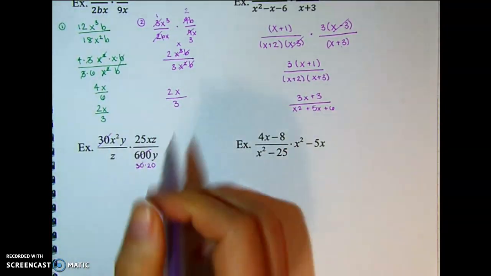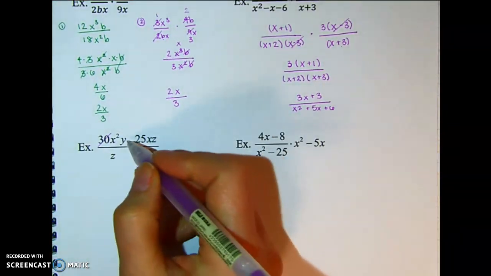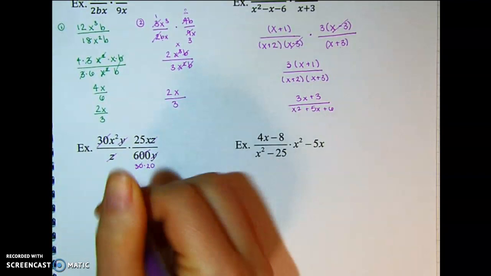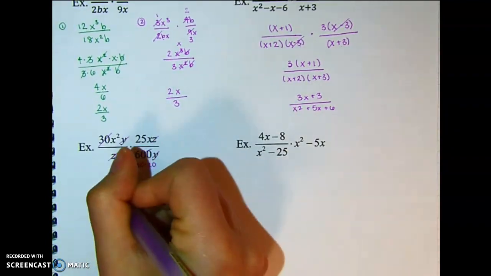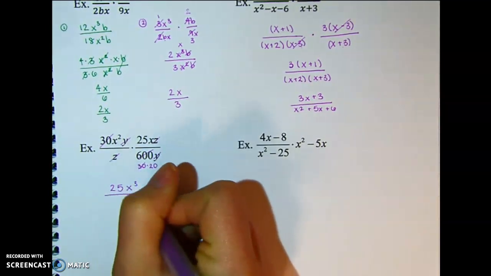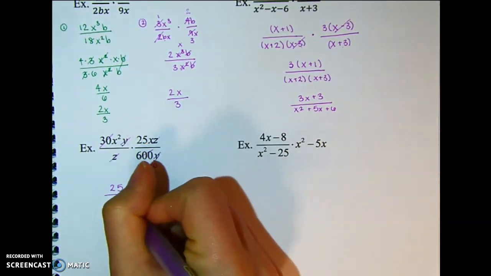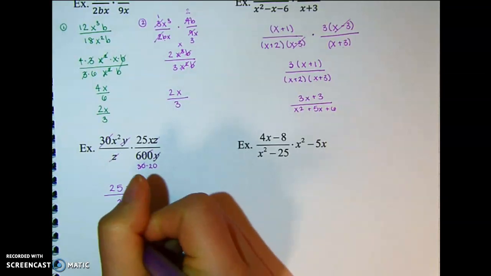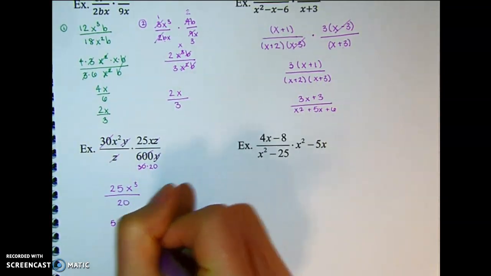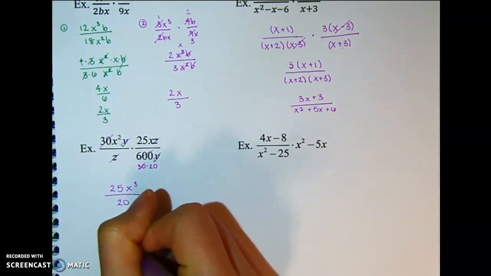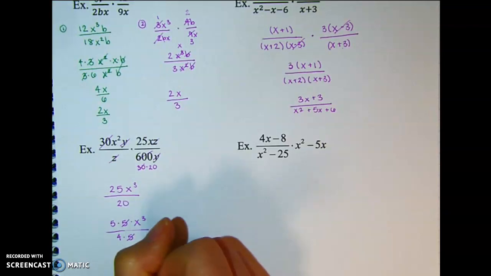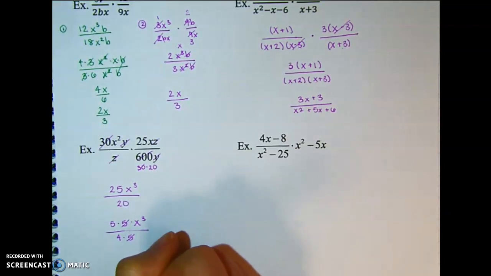And we're left with, well, what else would cancel right off the bat? My y's would cancel, my z's would cancel. Okay, so then I'd have 25x cubed over 20. These can simplify a little bit more because we can do 5 times 5 times x cubed. And this is 4 times 5. So then our final answer would be 5x cubed over 4.